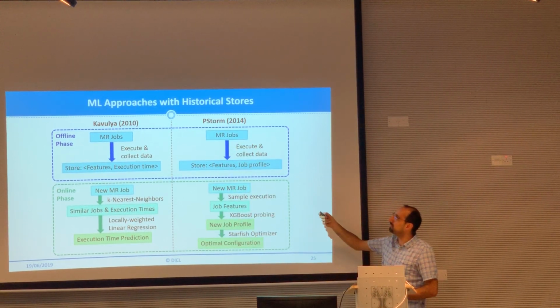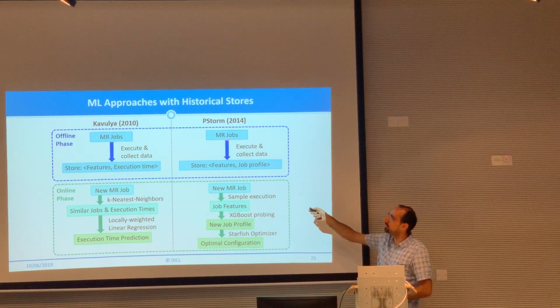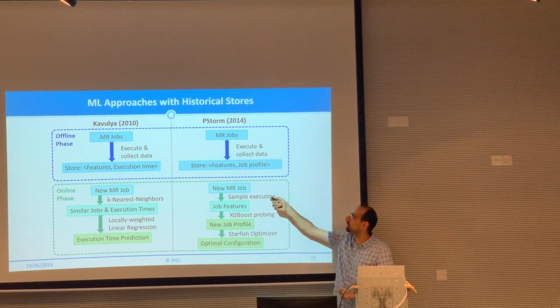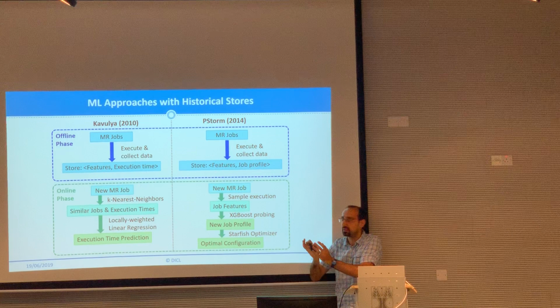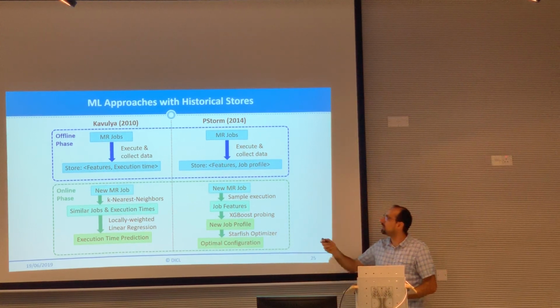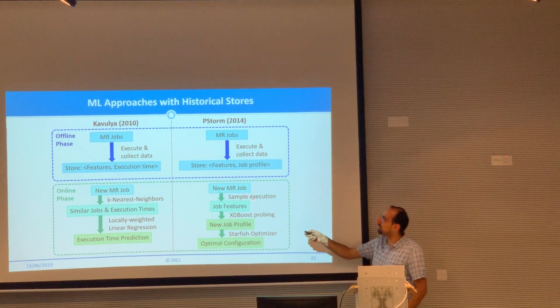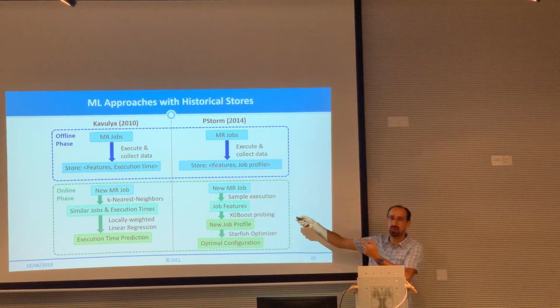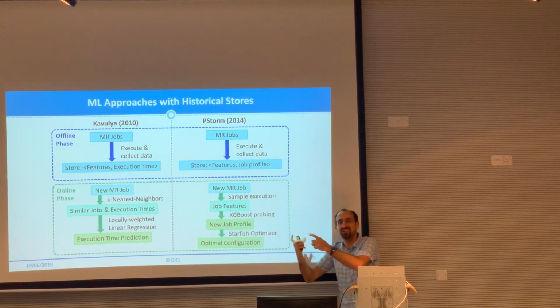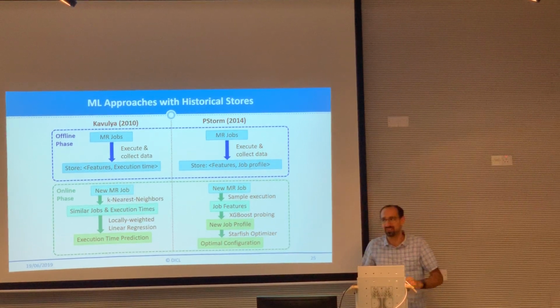Another way to do it would be, again, execute the job, collect information, but this time store the job profile instead of just the execution time. So now when a new MapReduce job comes in, you do a little sample execution, extract the features, probe the store, get the job profile, and then use that to optimize the performance.